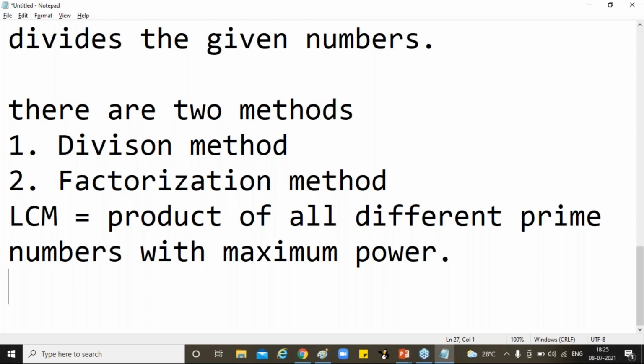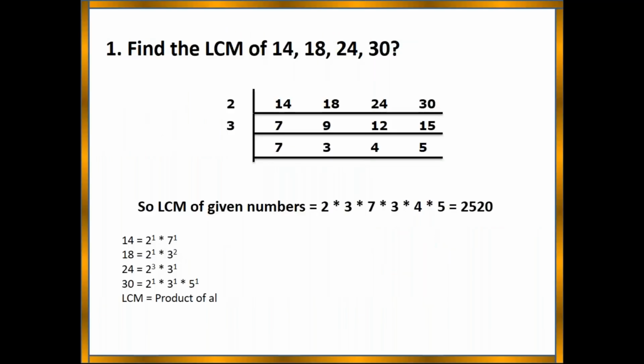So every time, from the exam point of view, no need to write what is LCM, what is GCD, but for our understanding purpose, remember this point. Product of all different prime numbers: for the numbers 14, 18, 24 and 30, what are the different prime numbers? 2 is one prime number, 7 is one more, 3 is one more, 5 is one more. We got only four different prime numbers: 2, 3, 5, 7.